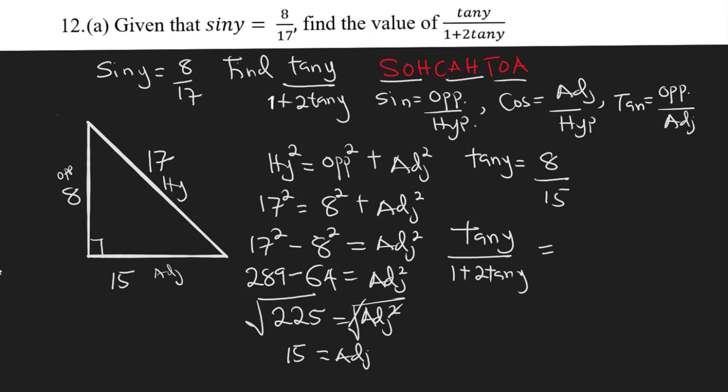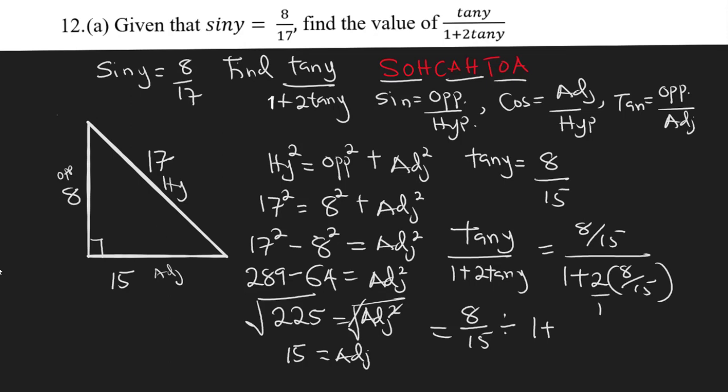So what is tan y? Our tan y is 8 over 15. So we're going to say 8 over 15 over 1 plus 2 into, what is our tan y? Our tan y is the same thing as 8 over 15. So this will be equal to 8 over 15 divided by 1 plus, multiply this 8 by 2. 2 by 8 is going to be 16. So we're going to have 16 over 1 times 15 is 15.